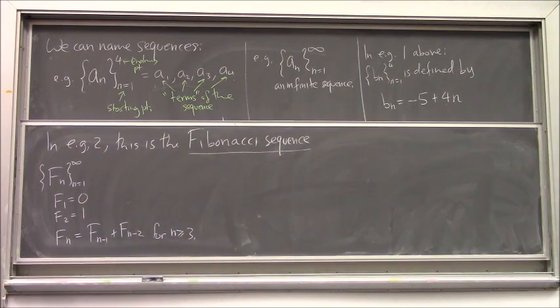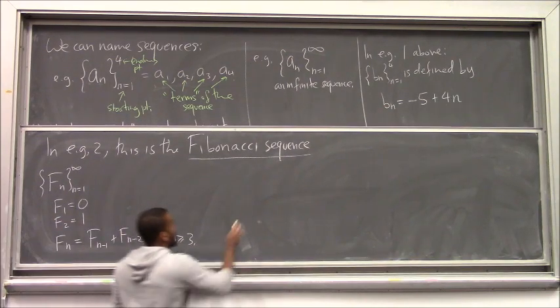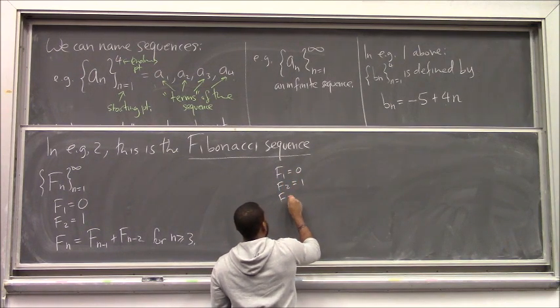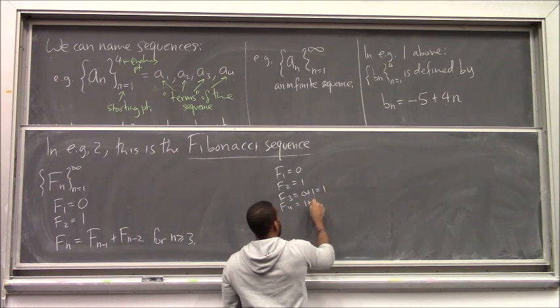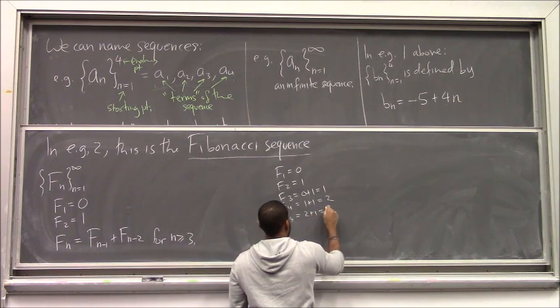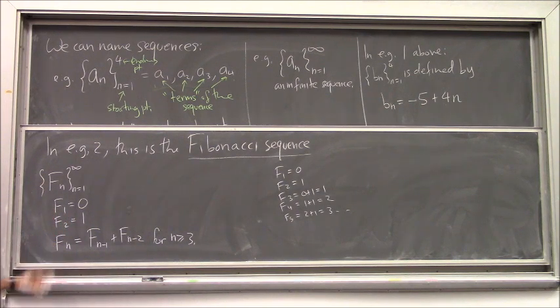So to find f3, you add f2 and f1. Then to find f4, you add f3 and f2. Then to find f5, you add f4 and f3, and so on and so forth. It starts with 0 and 1. So f1 is 0, f2 is 1, f3 is 0 plus 1, which is 1, f4 is 1 plus 1, which is 2, f5 is 2 plus 1, which is 3, and so on.